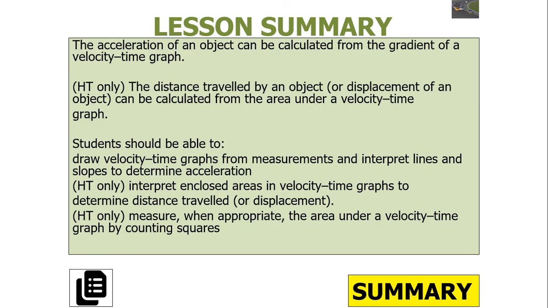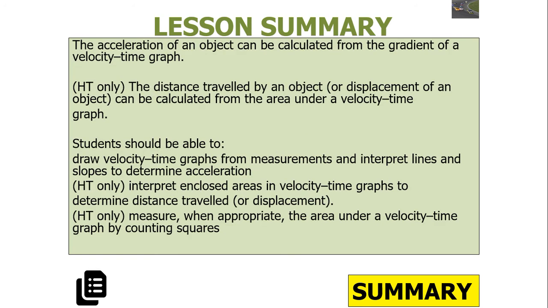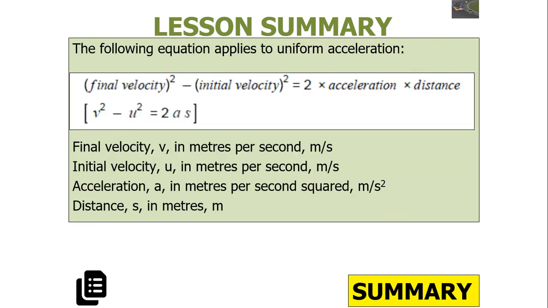Now, like we mentioned before, an object falling through a fluid initially accelerates due to the force of gravity. Eventually, the resultant force will be zero and the object will move at its terminal velocity. And terminal velocity is the constant speed of an object falling when it's been travelling for a prolonged period of time. Terminal velocity occurs when air resistance and weight are equal in size and the air resistance varies throughout the journey. Now, the following equation applies to uniform acceleration. V squared minus u squared equals 2as, but it only works with uniform acceleration.